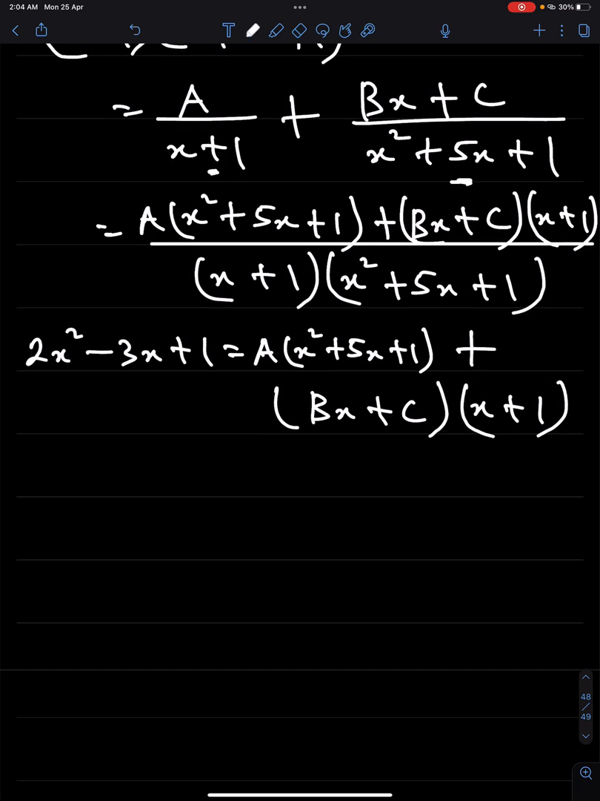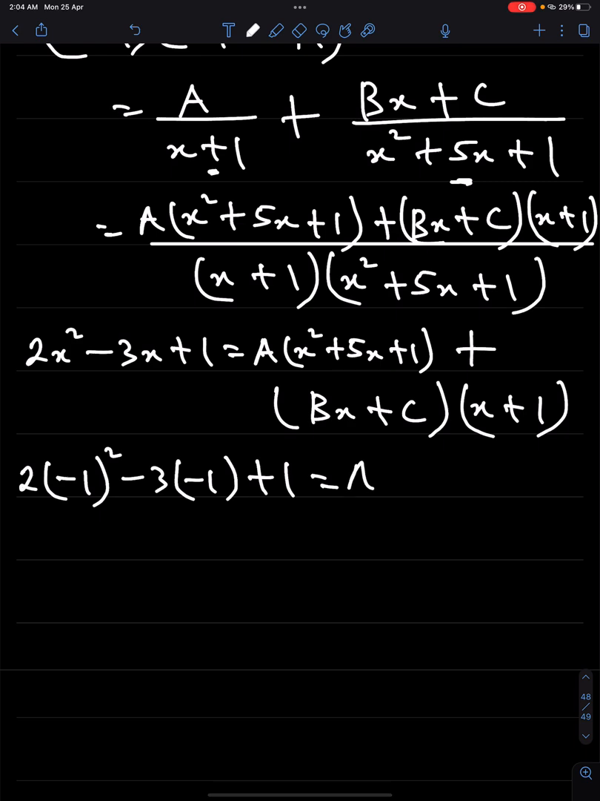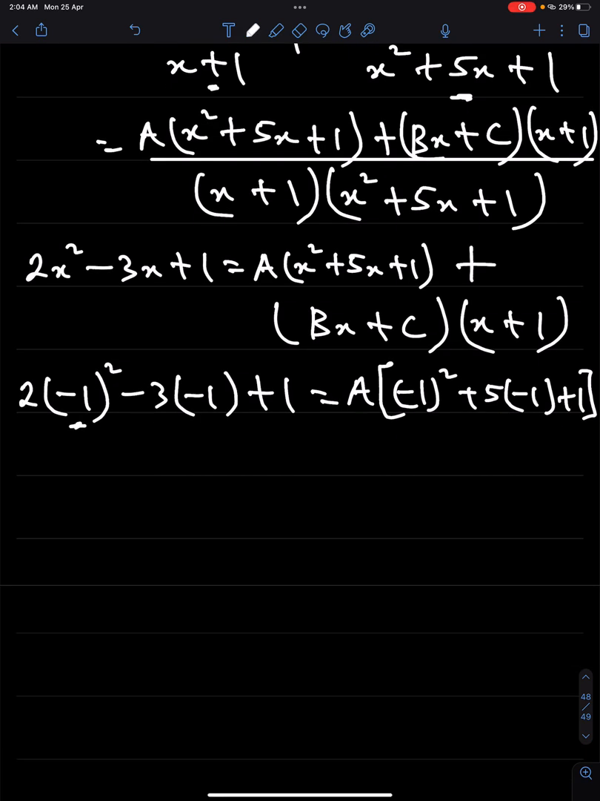So putting x equals minus 1: 2 times minus 1 squared minus 3 times minus 1 plus 1 equals a times minus 1 squared plus 5 times minus 1 plus 1, because I know that the whole of this will become 0. So minus 1 squared is 1 times 2, that's 2. Minus 3 times minus 1 is plus 3. This is 2 plus 3 plus 1, which is 6. So the left hand side will give me 6.